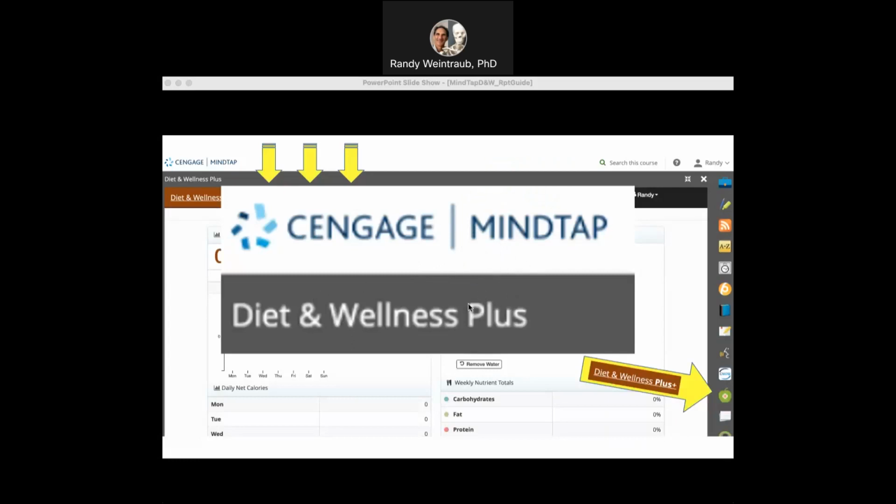So here's the application. You can find it here on the bottom right side toolbar. It's this green apple with the red cross in it. The arrow is pointing right to it. You click there and it opens up.